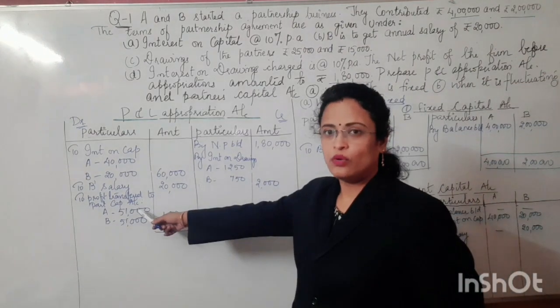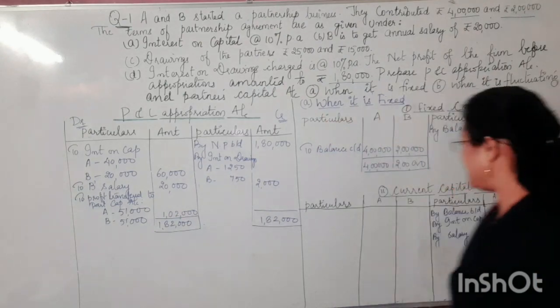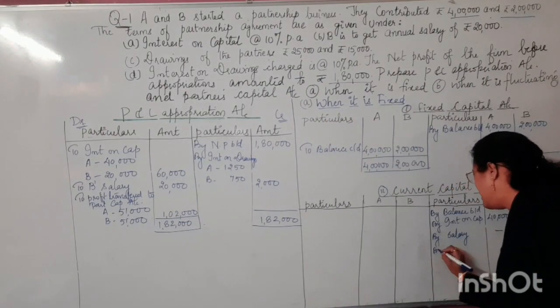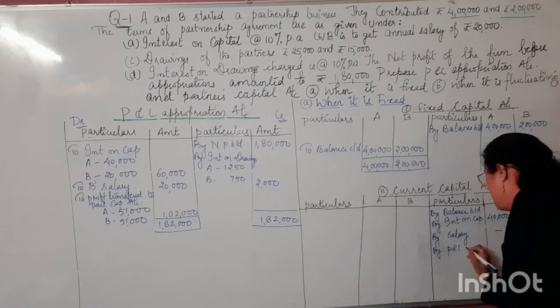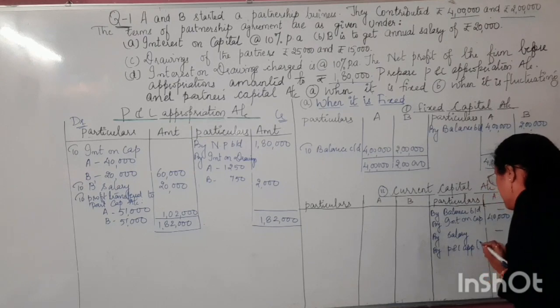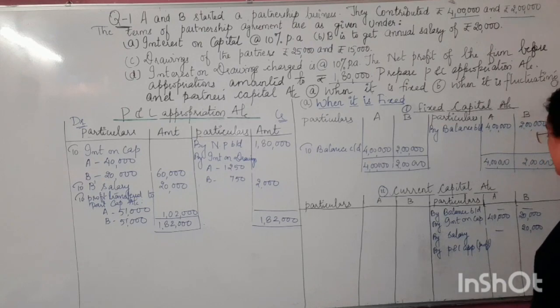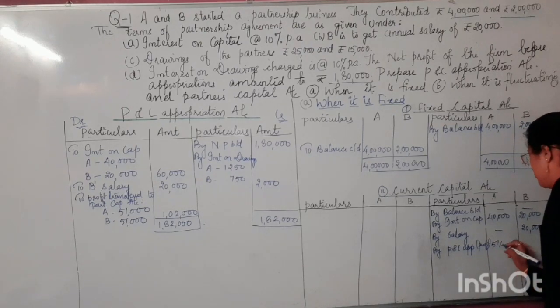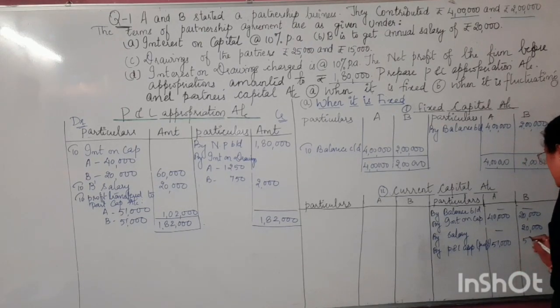Now children, you can see it here. This profit we calculated is the profit transferred to partners' capital account. We can write down here, that is by P&L appropriation. So this is the profit. How much is the profit? We will have it here, 51,000, 51,000. The same thing has to be transferred here.